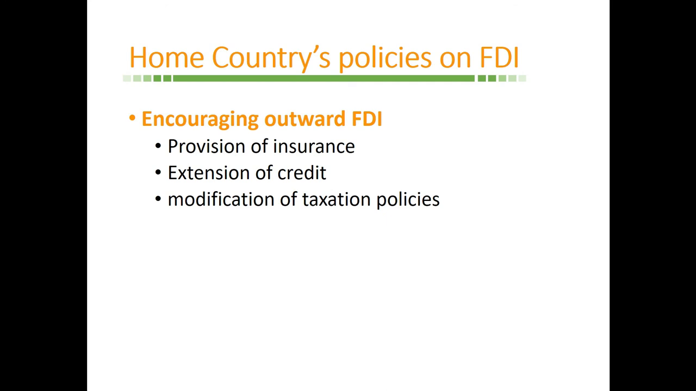Okay, now let's take a look at the home country's policies on FDI. By the way, when we speak of outward FDI, we mean foreign direct investment from the home country to a foreign country. So the home country's policies on FDI include encouraging outward FDI. Number one is the provision of insurance, providing insurance for risks like nationalization of property, war, losses, and inability to transfer profit back to the home country.